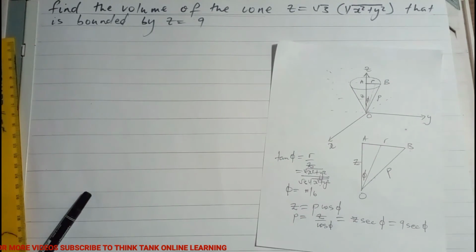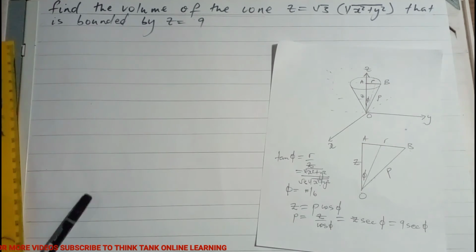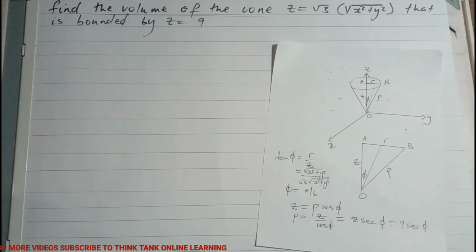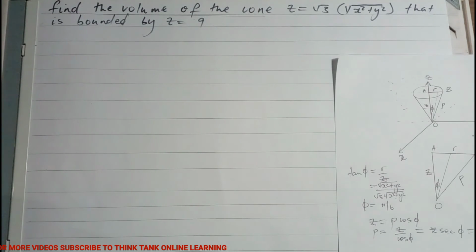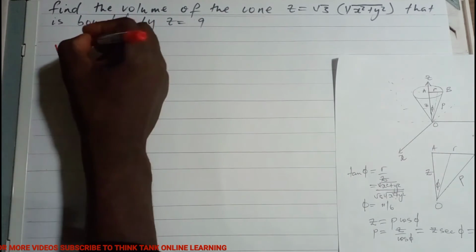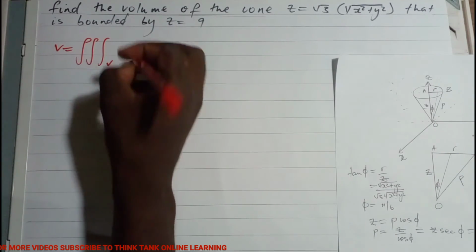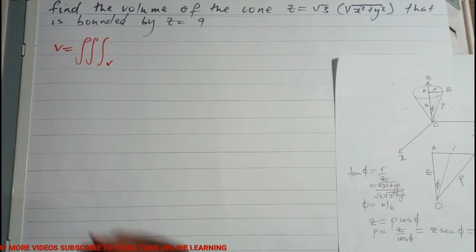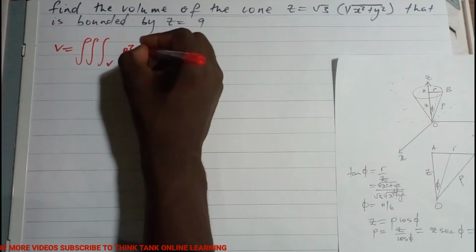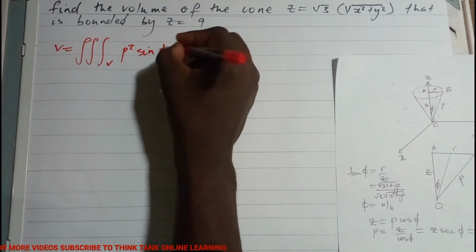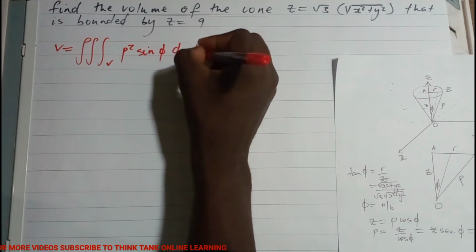Normally you won't be given the value of phi and the value of rho, so that's why I've decided to show you how we can calculate the value of phi and the value of rho. And now, after doing that, we're going to set our triple integral. Let me use red. I'm going to say the triple integral of V. And what is our Jacobian formula? Instead of writing dz dy dx, we're going to say rho squared sine phi d rho d theta d phi.